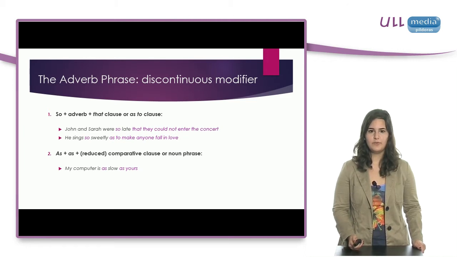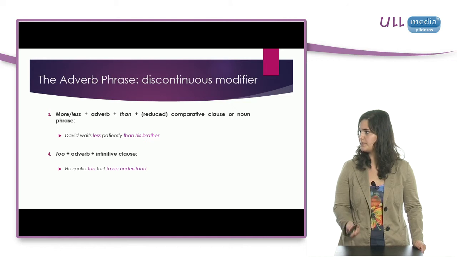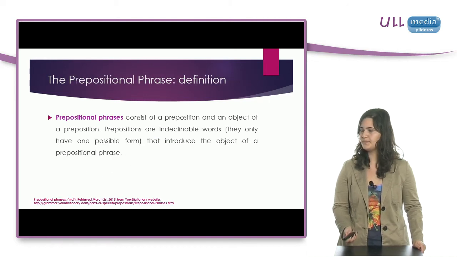Furthermore, we can find adverb phrases in different kinds of discontinuous modifiers. So plus adverb plus that clause or as to clause, for example, John and Sarah were so late that they could not enter the concert. As plus adverb plus as plus comparative clause or noun phrase, my computer is as slow as yours. More or less plus adverb plus than plus reduced comparative clause or noun phrase, for example, David waits less patiently than his brother. Or too plus adverb plus infinitive clause, he spoke too fast to be understood.